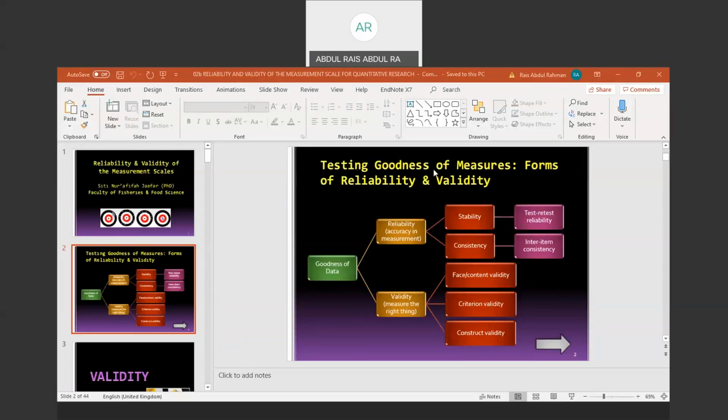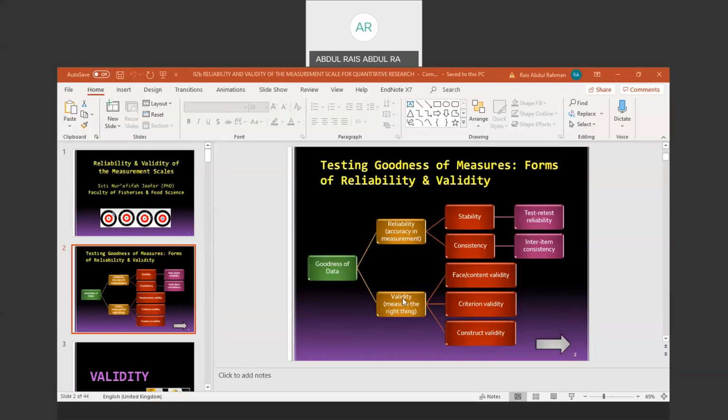When you are doing a process of measuring reliability and validity, it's basically a method of testing the goodness of measure. Good data is measured on these two. Reliability refers to accuracy in measurement, measured through the stability and the consistency of the items involved. It is test and retest reliability and inter-item consistency.